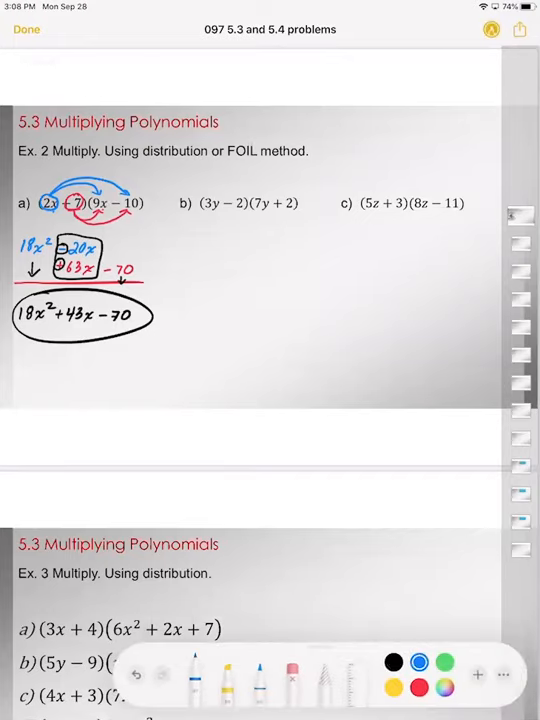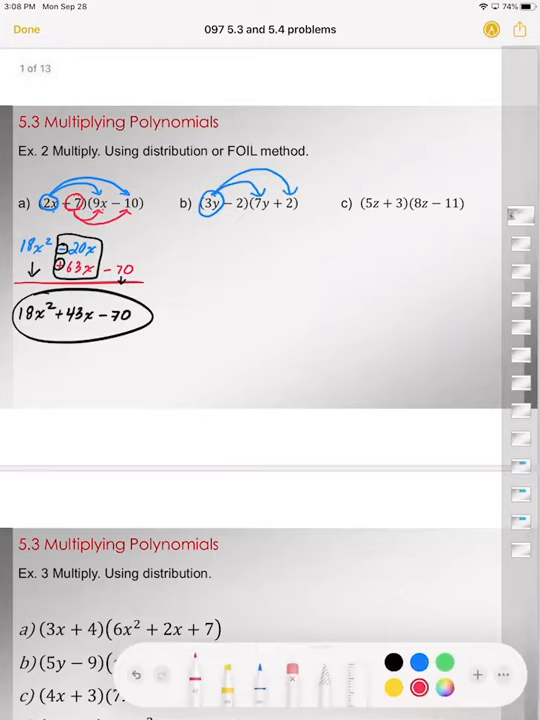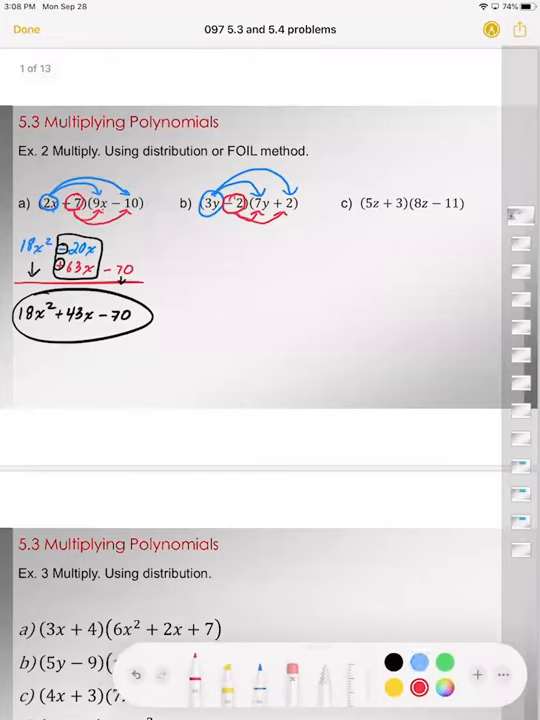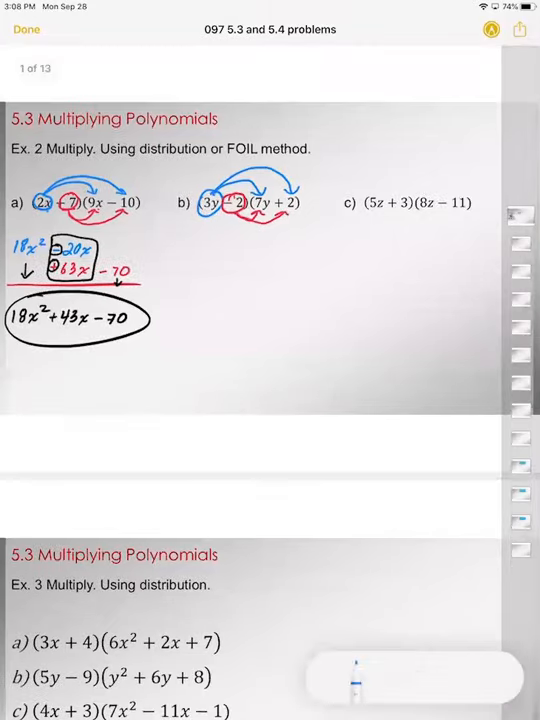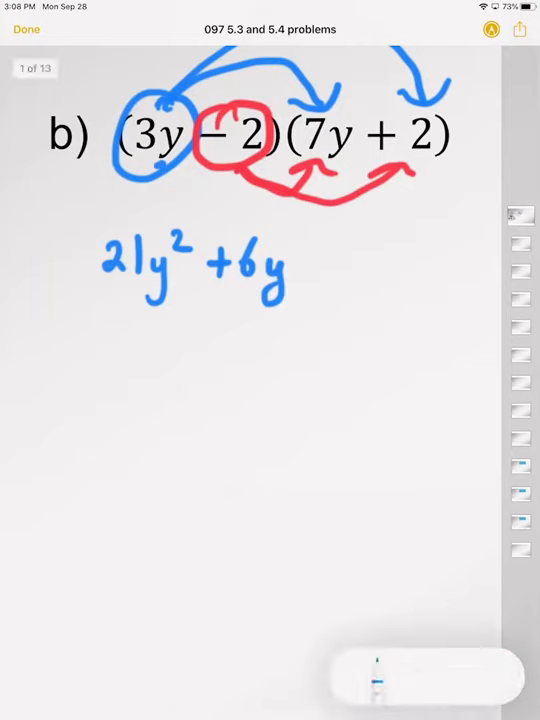So same idea, same concept. We need to take this 3y and distribute it to the second parenthesis. And when you take the 2, make sure you take a negative 2 and distribute it to the second parenthesis. So if we attack this problem, 3 times 7 gives me 21, y times y gives me y squared, 3 times 2 gives me 6, bring down my y because there's a y here. And I'm done with the first term.